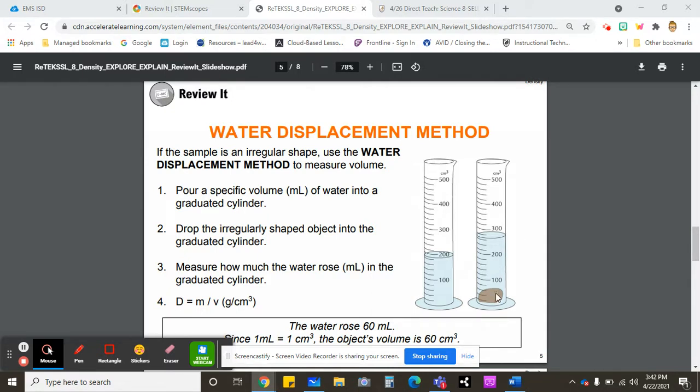So let's say you have a rock. Then what you do is you fill up a graduated cylinder up to a certain water level, and then you put the rock in the water, and the water will displace or go up. And what you're doing is you're looking at the difference between these two numbers. So you're going to subtract the starting volume from the ending volume, and that will give you the volume of the rock.